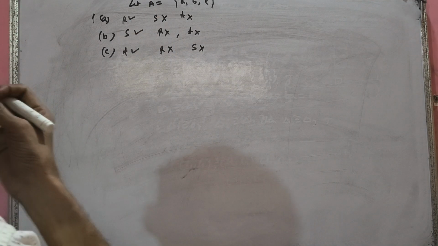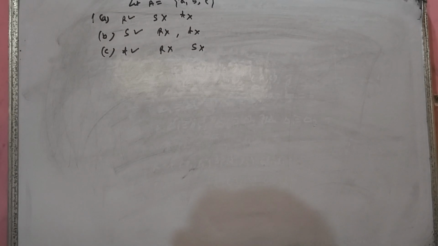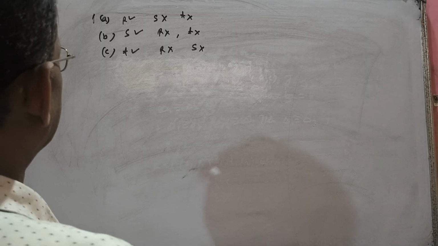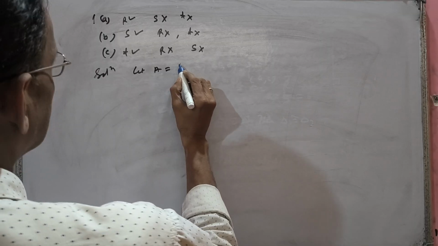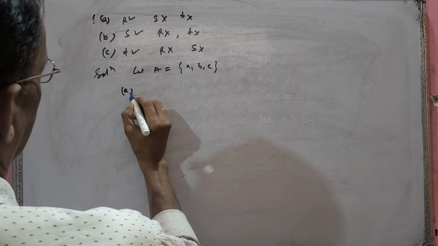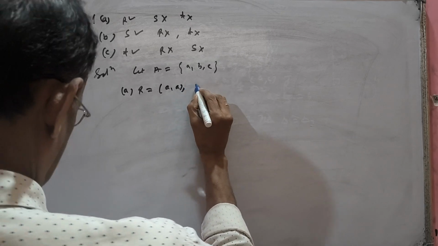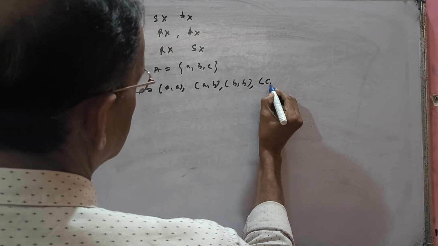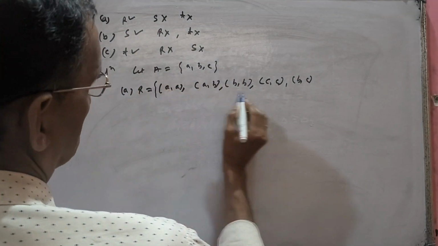Now, you can give any example, but I need to explain it also. So now write this example here. Let A equal to the set with the elements A, B, C. Then for part A, R equals what? (A, A), (B, B), (C, C), (A, B), (B, C). You can have another example also.